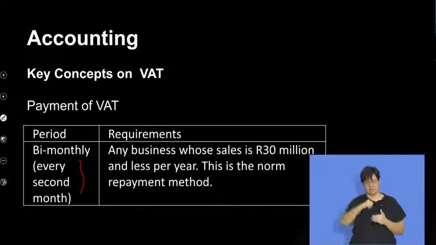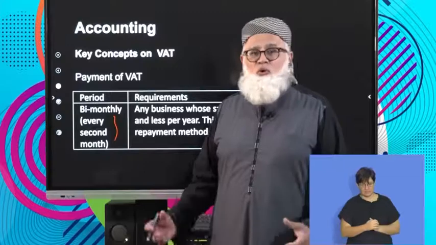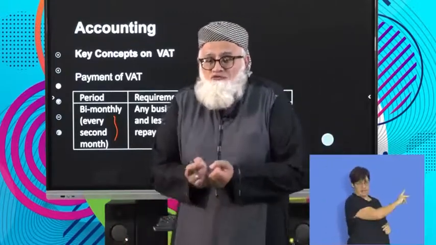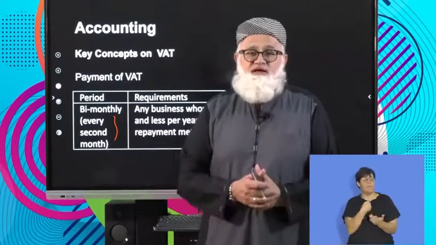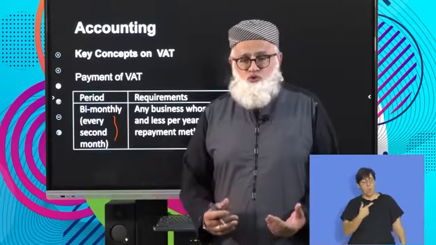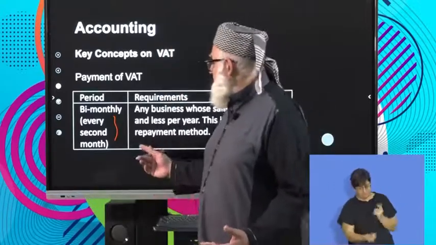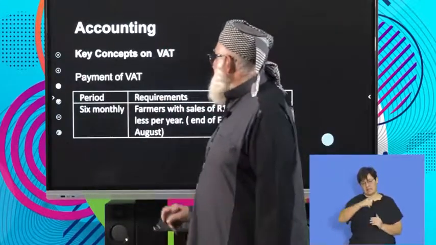Then you get bi-monthly, every second month. Any business whose sales is 30 million and less per year, this is the norm. Basically, in most businesses you would find that every second month they do a return to SARS, because remember, you have to submit your figures to SARS. You have arrived at a certain figure which is due to them or due to you, right?